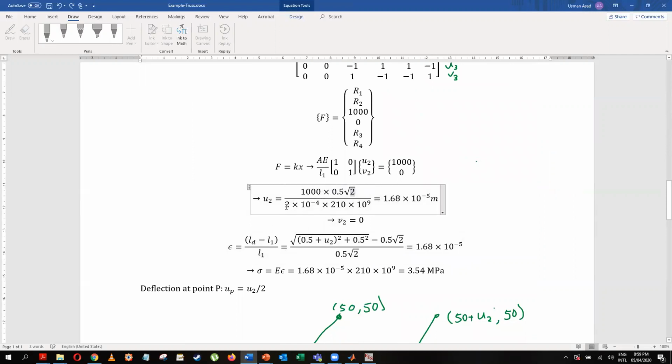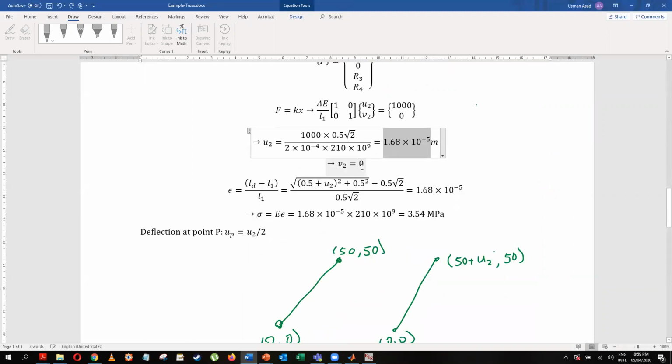उसके बाद bottom पे you've got area which is 2 centimeter square. So centimeter square को meter square में convert करना है, तो you're going to get this into 10 raised power minus 4. And finally, the modulus of elasticity E is 210 gigapascal, so 210 into 10 raised power 9. Okay? This is the value that comes out, and V2 is equal to 0.